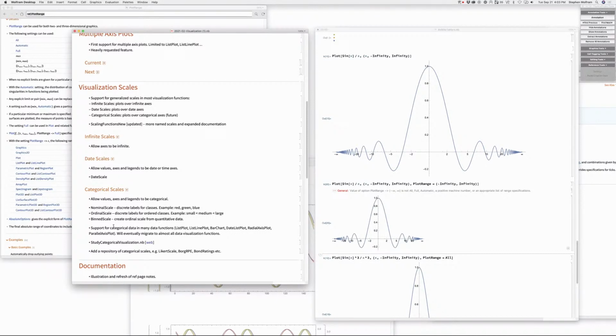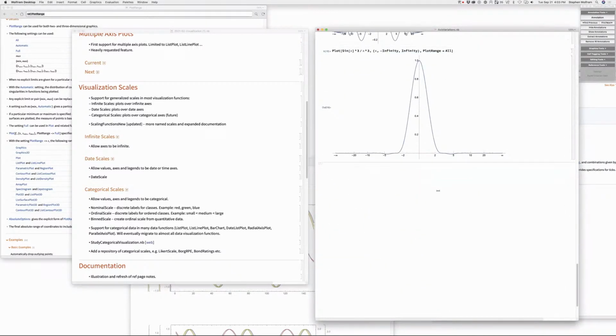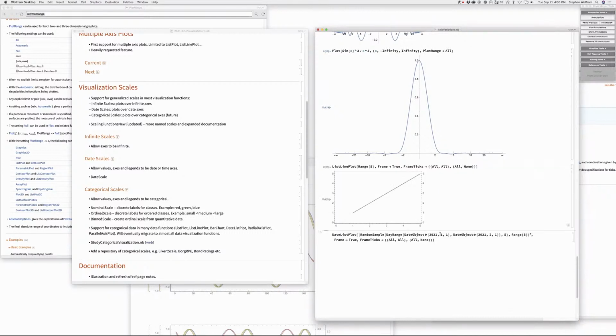I think that this is compelling, but it needs a little bit more. It doesn't feel complete yet. We already brought it up for 12.3, but we decided to go with these other scales first, as we were overhauling the whole scaling and axis frameworks to be able to do this. So infinite scales, but also date scales anywhere.